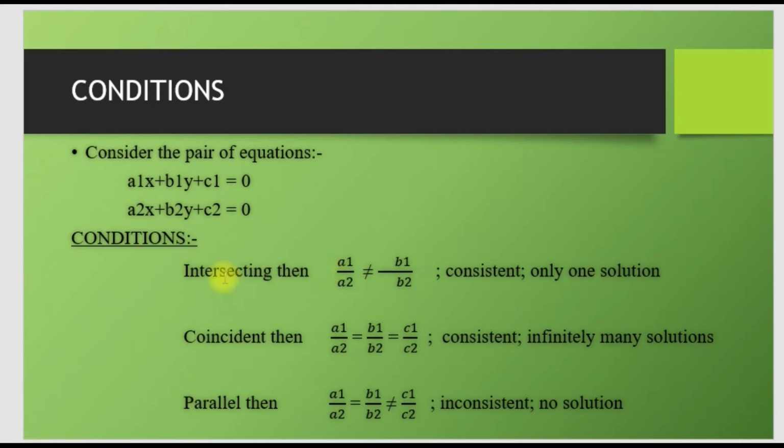So, lines are said to be intersecting when this condition occurs. Lines are said to be coincident when all ratios are equal. Lines are said to be parallel when the ratio of the coefficients of x is equal to the ratio of the coefficients of y but not equal to the ratio of constants. Let's go through some problems related to this.